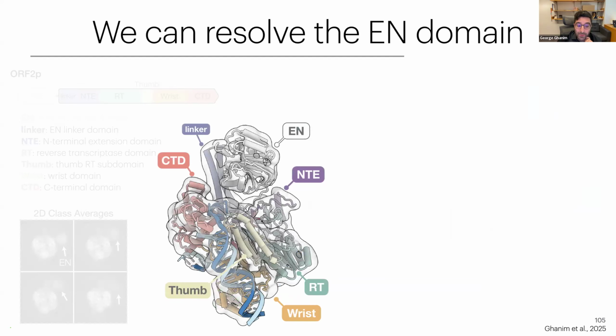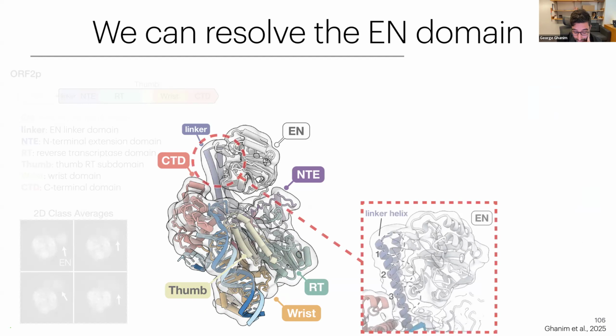Okay, so we can resolve the endonuclease domain, and we find that in a subset of the particles, it is positioned up against these two long helices of the linker domain. And it's making contacts here, here, and here.